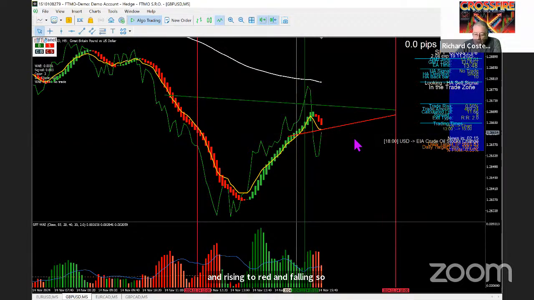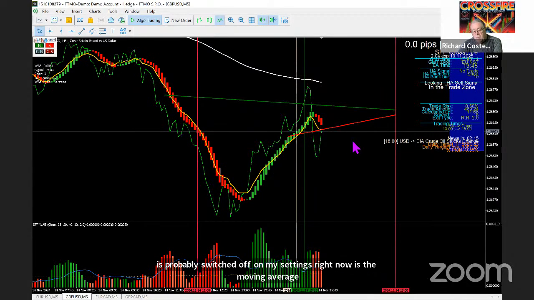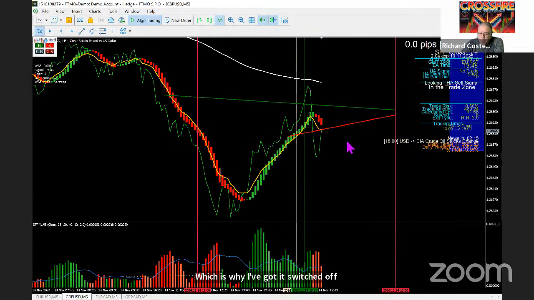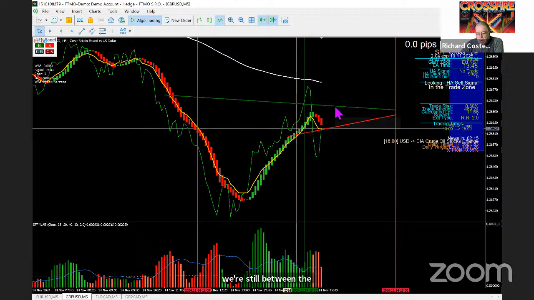The third criteria, which is probably switched off on my settings right now, is the moving average. There hasn't been a crossover, which is why I've got it switched off. You can choose to switch it off or switch it on, but there are two criteria applying. We're still between the two trend lines, so we're still in no man's land.